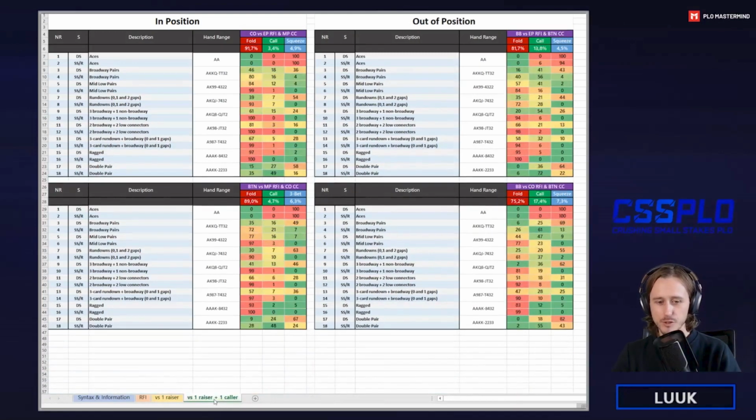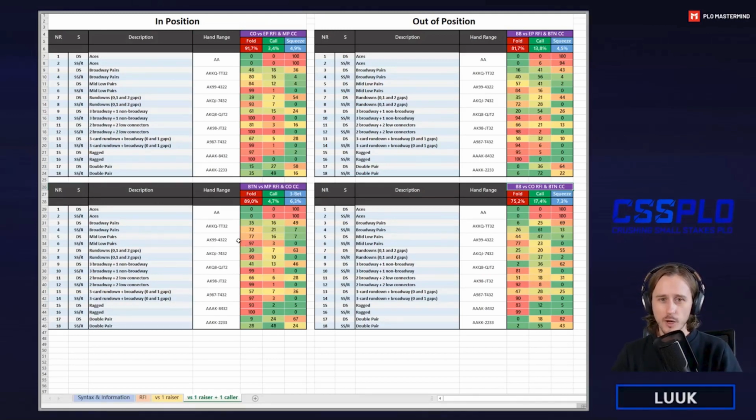Then lastly, we also have versus 1 raiser and 1 caller. So here you can see how often we should fold, call, or squeeze. For example, we're either in position, again, the main differentiation here, we're in position or we're out of position. When we're in position, we can be, for example, cutoff versus an early position raise and an MP cold call, or it's button versus an MP raise and a cutoff cold call. Out of position, we can be in the big blind versus a tight early position raise and a button cold call, or we can be in the big blind versus a cutoff raise and a button cold call, for example. Again, you can here see the response, folding, calling, or 3-betting, or in other words, squeezing.